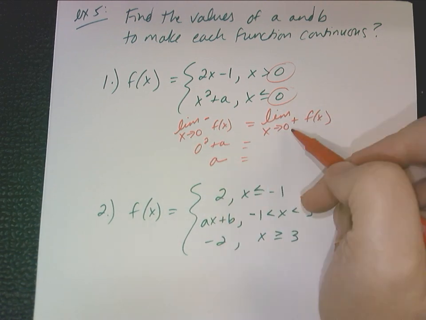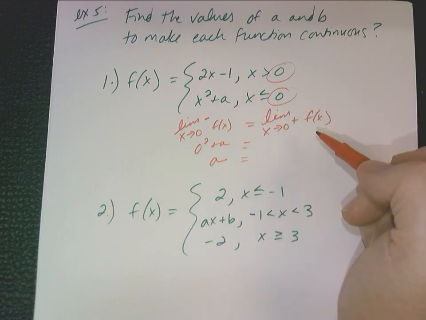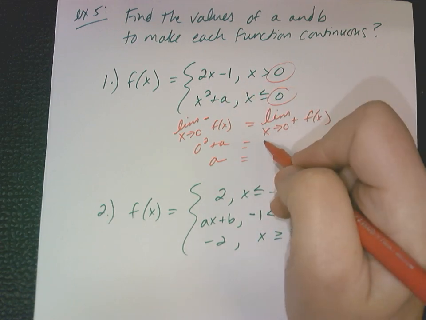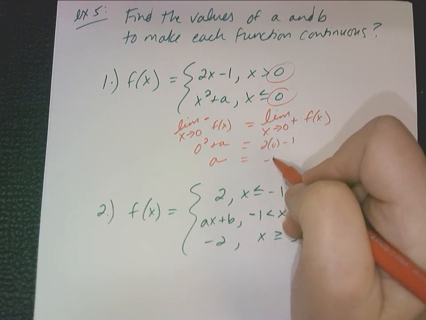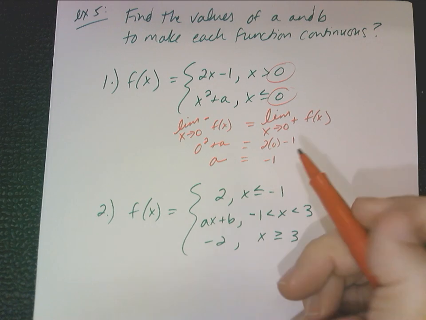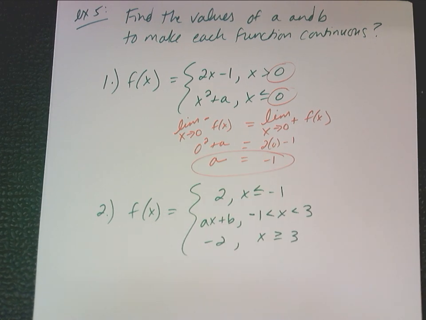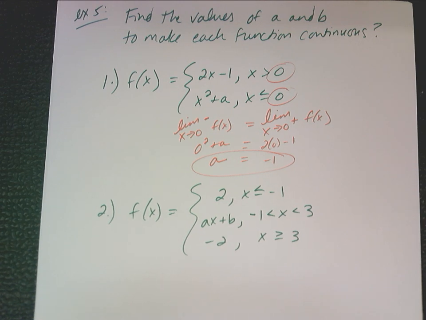Other side, plug 0 now into the right. What would you get if you plug 0 in? 2 times 0 minus 1. Hey, guess what you just found? You just found the a that would make it continuous. It would be continuous if a is -1. It would not be continuous if a was 2. It would not be continuous if a was 3.